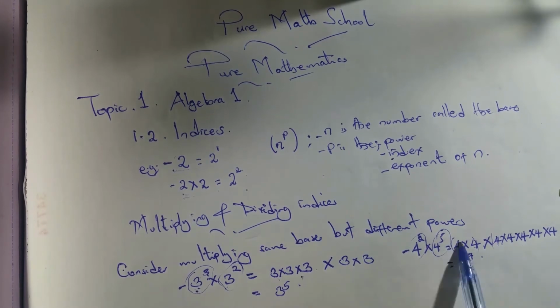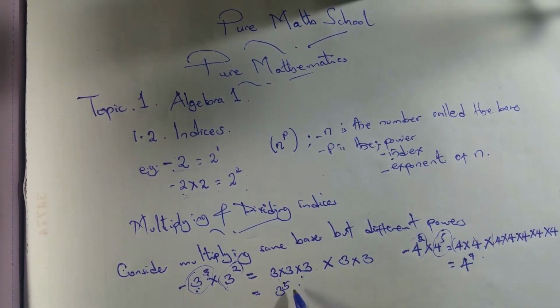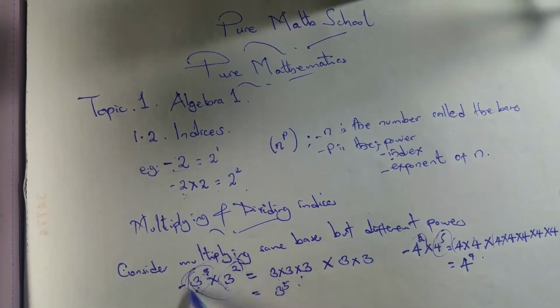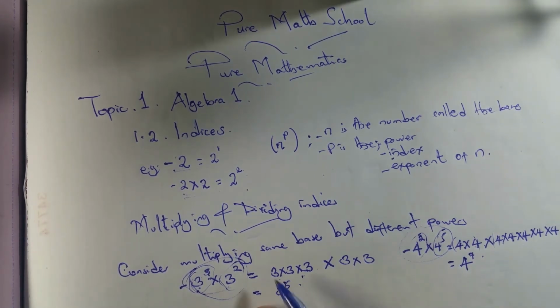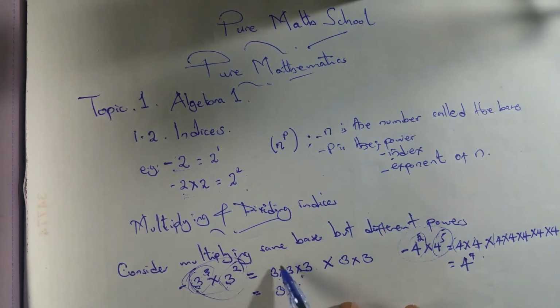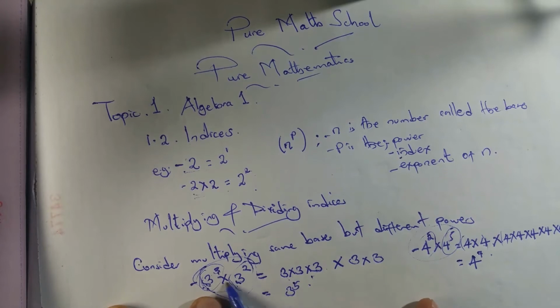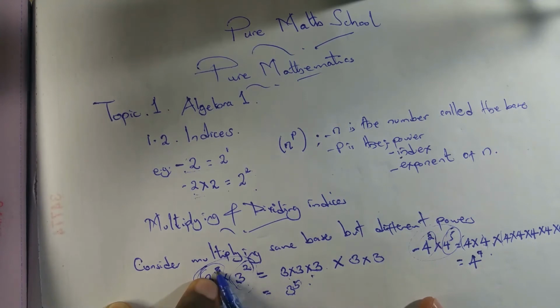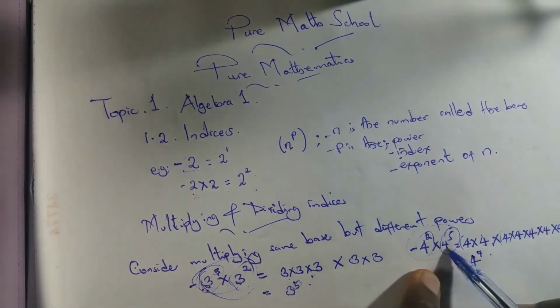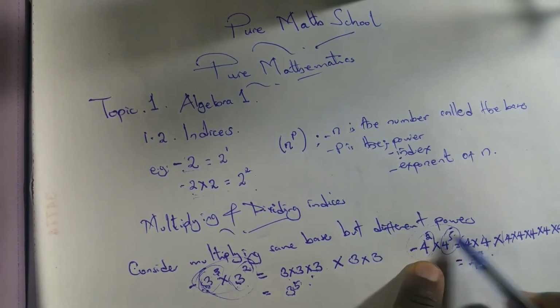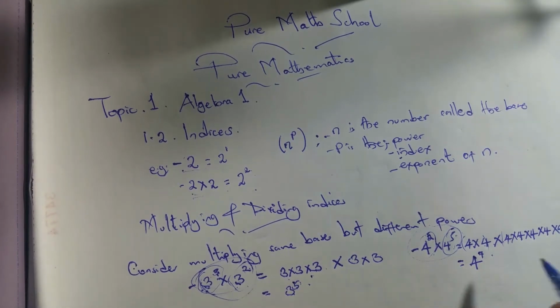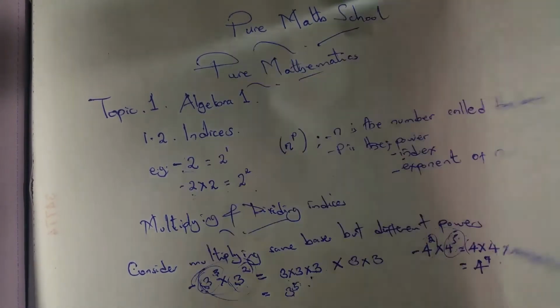Now let's observe these two. If you observe these two, you realize that you get the index of the result of the multiplication of indices by just adding the powers of the individual numbers. You have 3 to power 3 times 3 to power 2. The result is 3 to power 5. Have you observed that? You can observe that 3 plus 2 gives 5. The same case here, 4 to power 2 times 4 to power 5. You observe that 2 and 5 have been added to give this 7. So in other words, we're going to conclude to give our first property of indices.